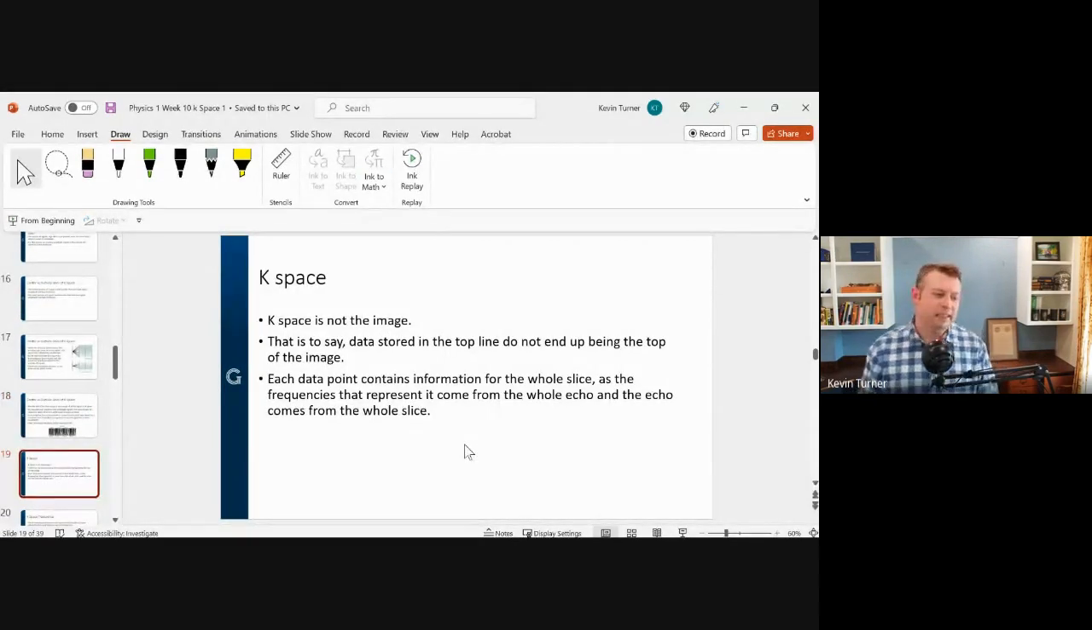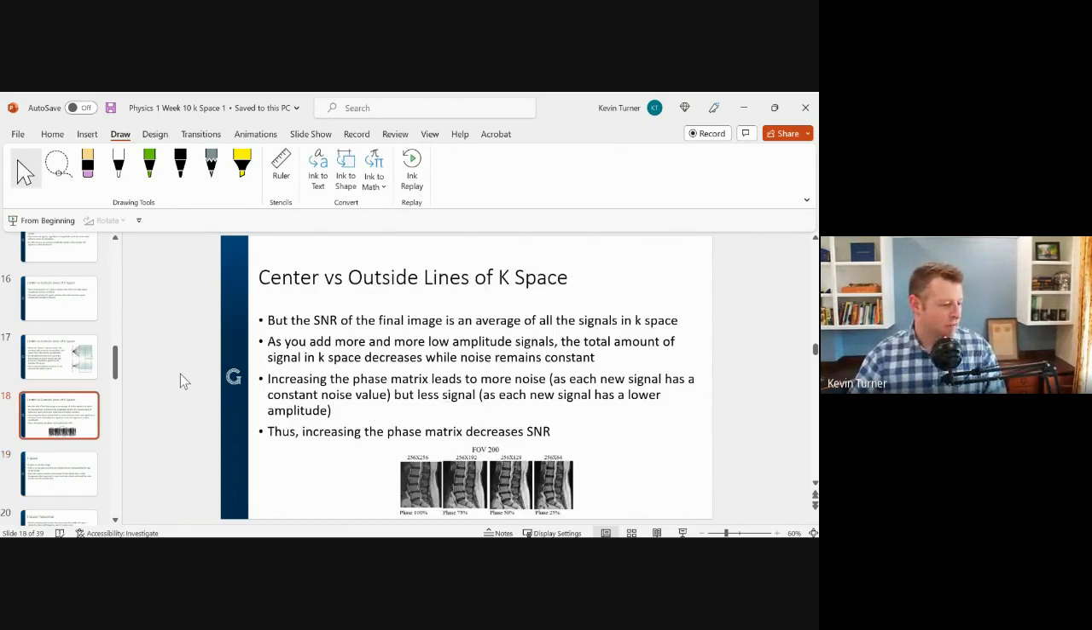Okay, so K-space is not the image. When I say that K-space is not the image, what we mean is that where information is stored in K-space does not represent where that information is on the final image. Every echo contributes to every single line of K-space. As we generate it, we push all of the protons down. So what I mean by that is this.